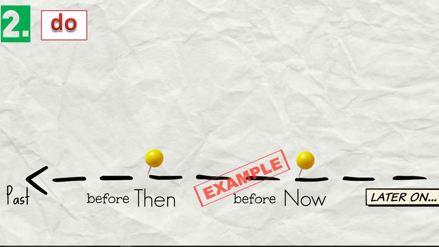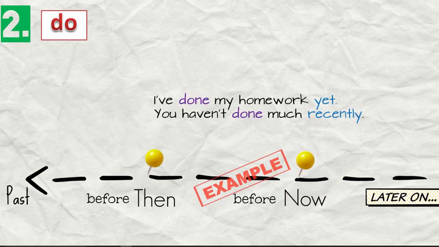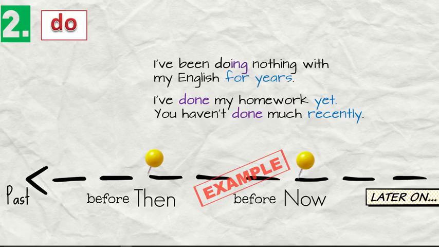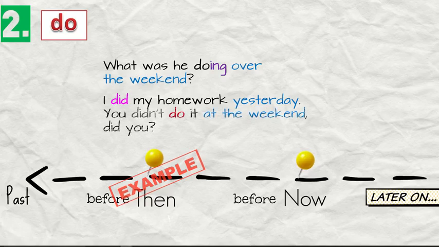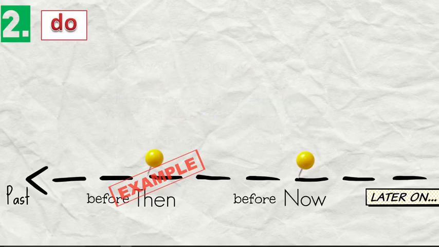Now we have examples. I haven't done my homework yet. You haven't done much recently. I've been doing nothing with my English for years. What was he doing over the weekend? I did my homework yesterday. You didn't do it at the weekend, did you? He did nothing last weekend.